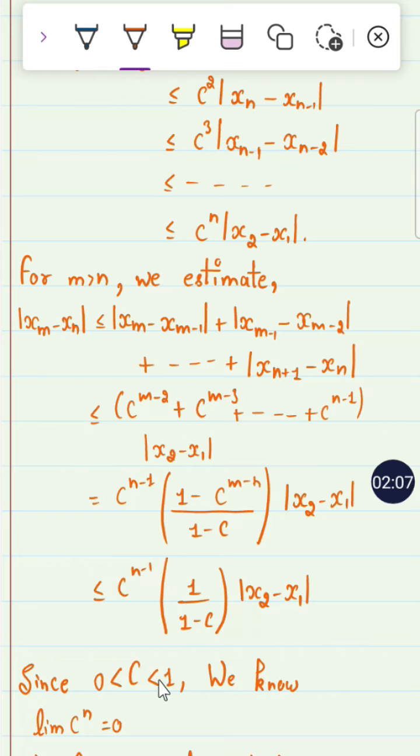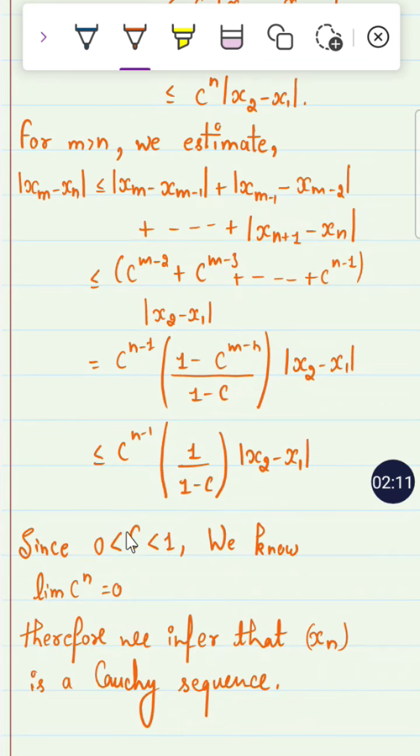We know that C is between 0 and 1, so we know the limit of C to the power n is equal to 0. Therefore we infer that xn is a Cauchy sequence.